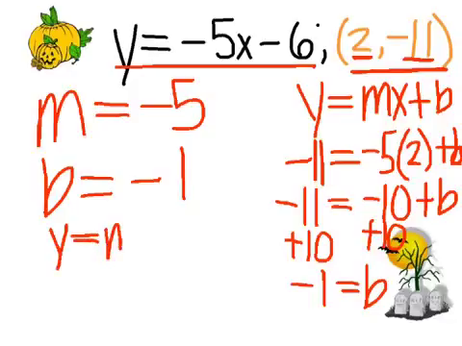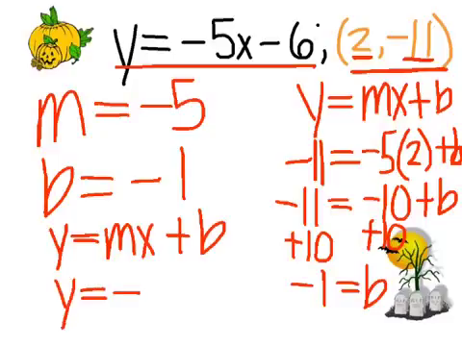We need to put it into y equals mx plus b. What's our final answer going to be? y equals negative 5x plus negative 1. Or minus 1. Right.